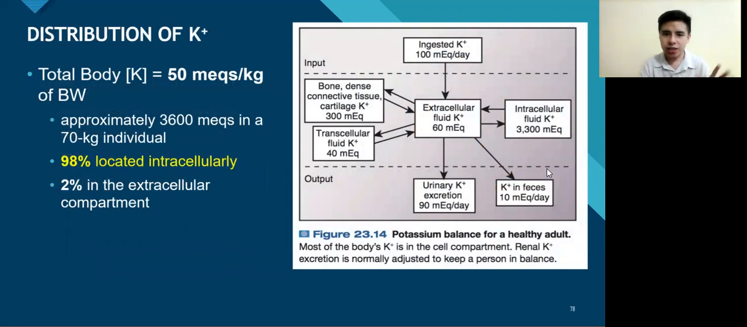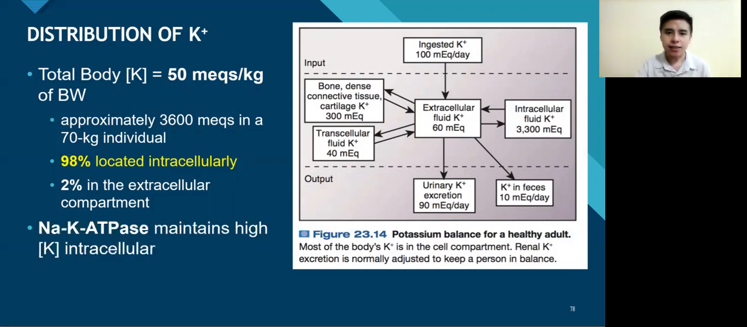Overall, the majority of your potassium is located intracellularly, 98%. Only 2% is extracellular, so you can see that it's around 60 only. So the majority is intracellular. What happens to the rest? When you eat a lot of potassium, let's say you ate a lot of banana or tomato, which are rich in potassium, what happens to that excess ingested potassium? You excrete it, whether through the feces or through the kidneys.